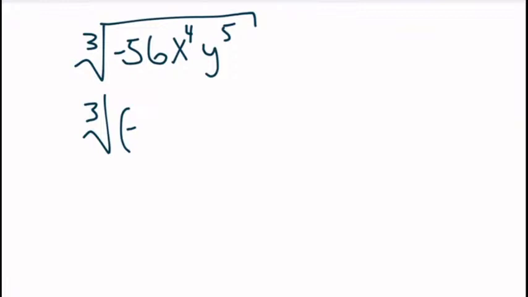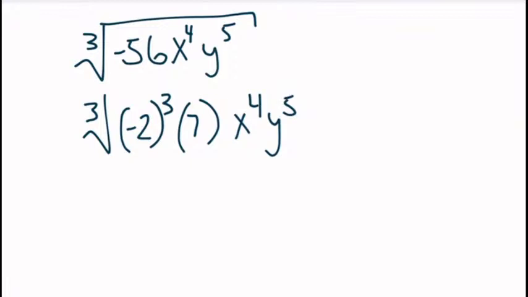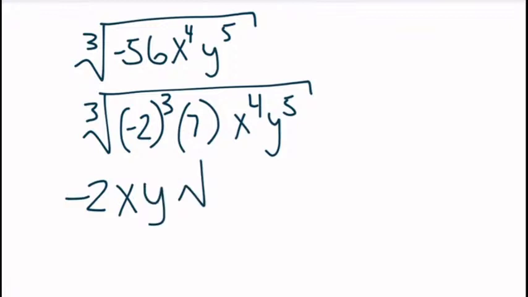So, negative 56, we know from our times table is 8 times 7. So, we know that 8 is 2 to the 3rd, and then we have 7, which is a prime number. So, we take out all of the numbers with an exponent of at least 3. So, we're going to take out negative 2, and then we take out x, and we also take out y. And now we think about what's left over. 7 wasn't taken out, and x to the power of 1 wasn't taken out, and y to the power of 2 wasn't taken out. And that's our final answer.